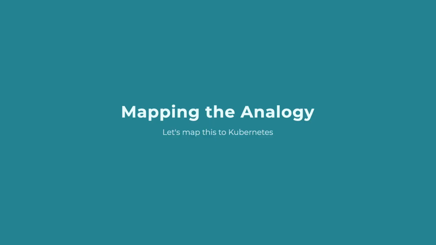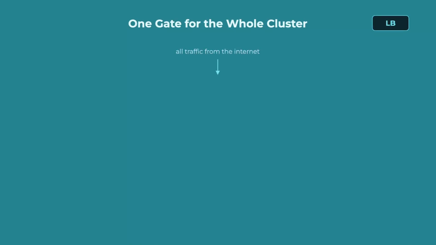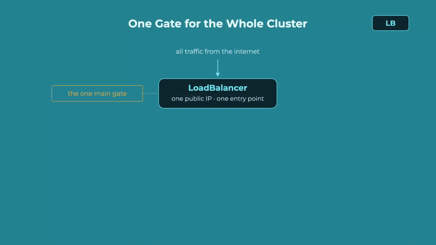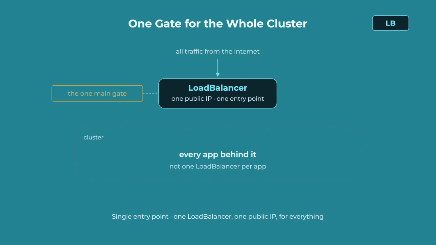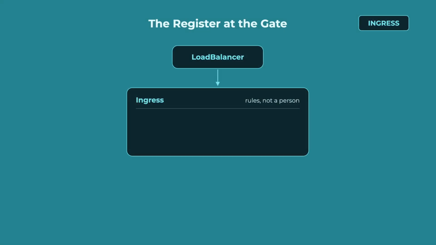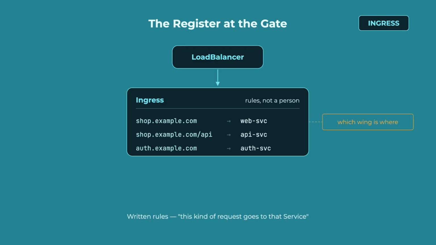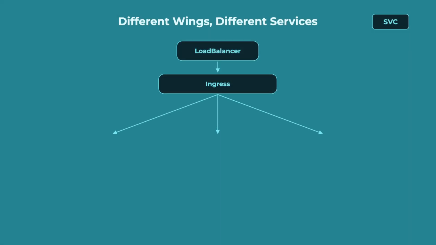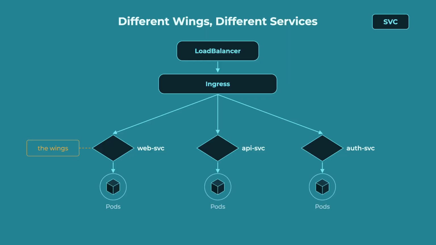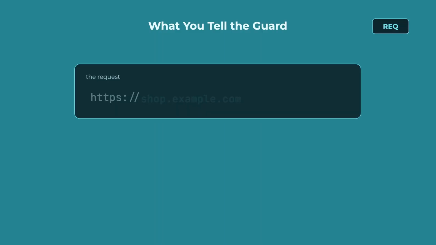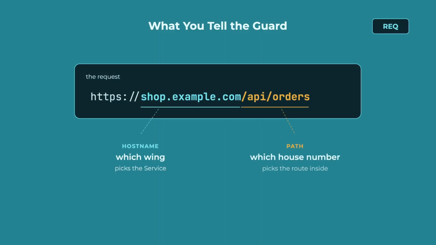Now let's map this to Kubernetes. The one main gate is your single entry point. One load balancer, one public IP for the entire cluster. Not one per app, one for everything. The information register at the gate, which has the list of wings, that is the ingress. It is not the person. It is just written rules that say these kind of requests go to that service. Different wings are like your services and behind them are your pods. And what you tell the guard, which wing or which house, that is the host name or the path in the request. And we'll see how that works in a moment.